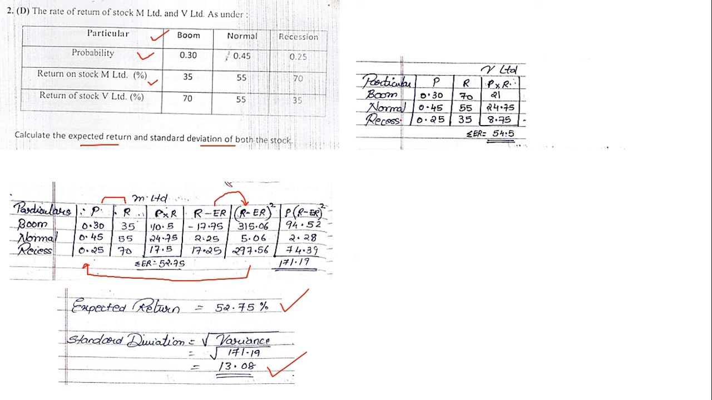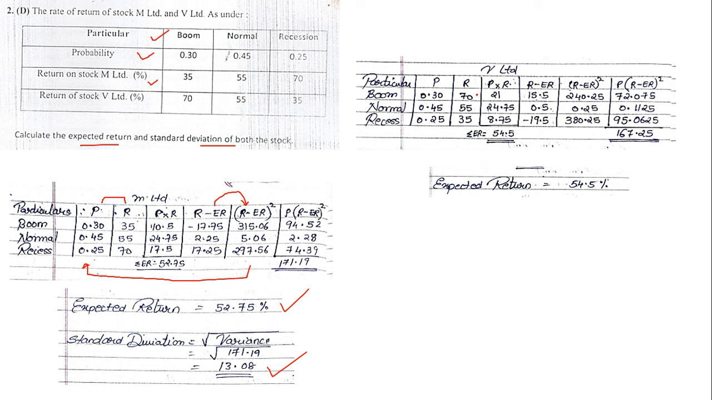Okay, same way we need to find for V Limited. So again, 3 periods: boom, normal, recession, the probabilities and the returns 70, 55 and 35. We multiply 70 into 0.3, 55 into 0.45 and 35 into 0.25. We get the values as 21, 24.75 and 8.75. Total comes to 54.5. So the expected return is 54.5%.